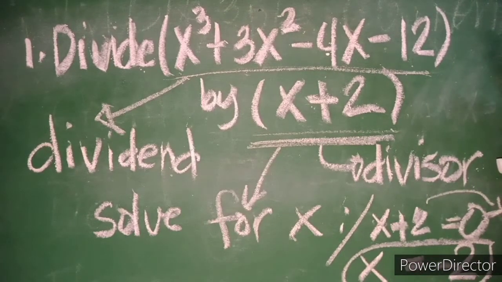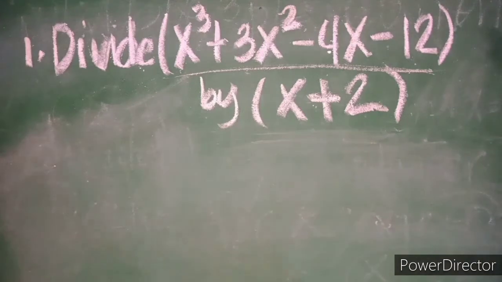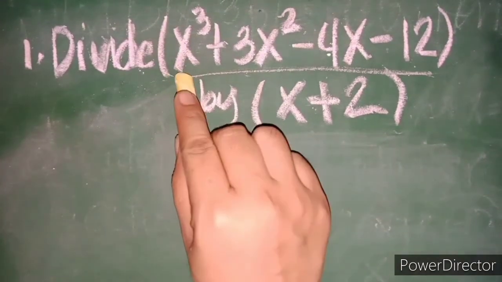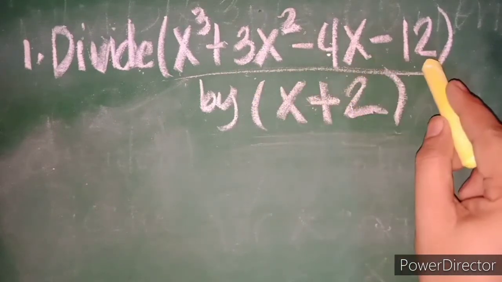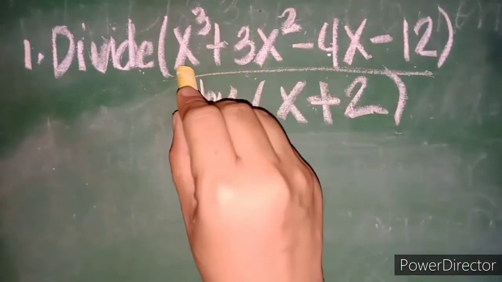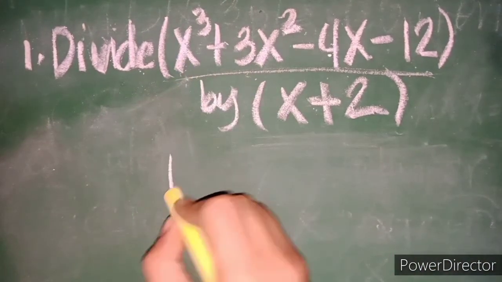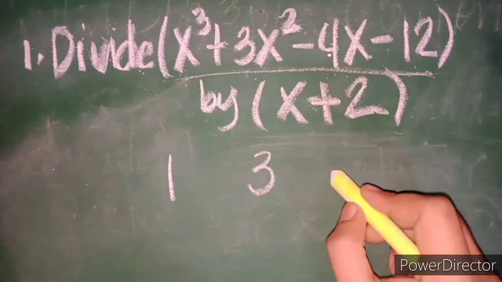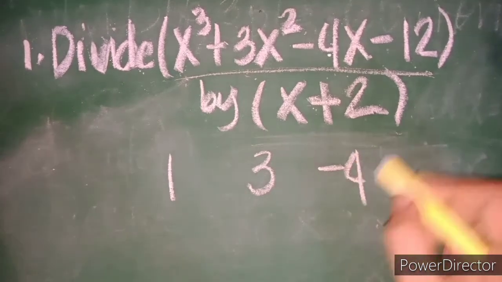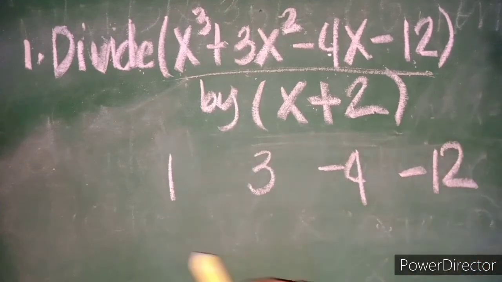And then, the next step is kukunin natin yung mga coefficients ng polynomial natin. Okay, and this is the next step. Divide the x cubed plus 3x squared minus 4x minus 12. So, kukunin natin yung mga coefficient. Ang coefficient ng x cubed ay 1. So, kapag wala tayong nakikitang number, that is always 1. And then, 3x squared is 3. Negative 4x is negative 4. And then, constant negative 12. So, i-rewrite natin lahat ng coefficients.